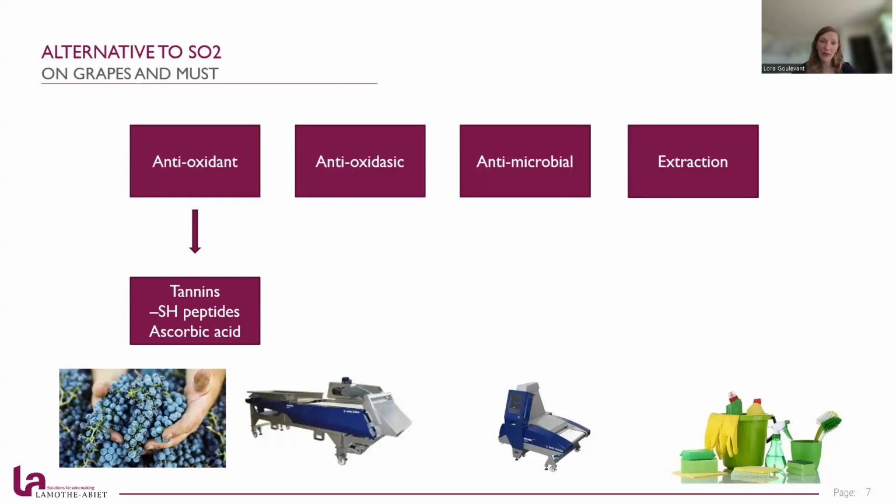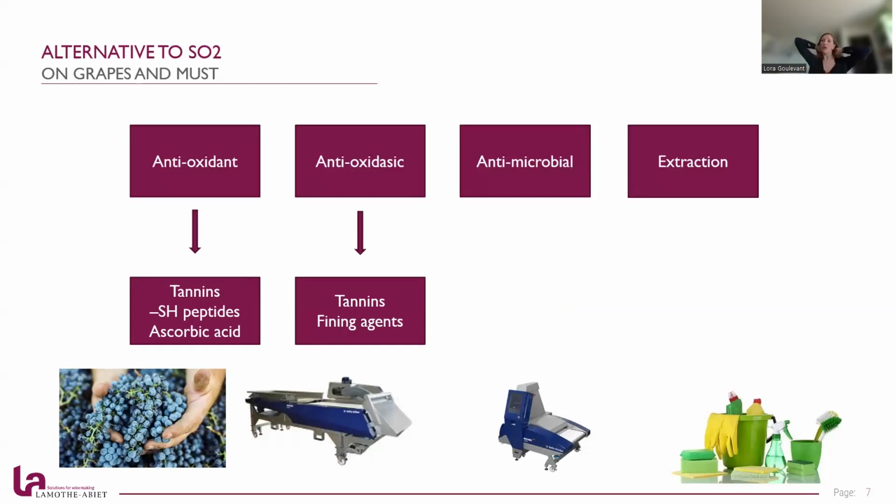Sulfur compounds, peptides can also be helpful to lower the redox potential and protect your wine against oxidation. Ascorbic acid is also a solution. To stop the oxidation enzymatic reaction, such as the PPO or laccase activity, using sacrificial tannins is a good solution. Fining agents too. By using a fining, you just remove any components that can be easily oxidized or that are oxidizing your wine or your juice.